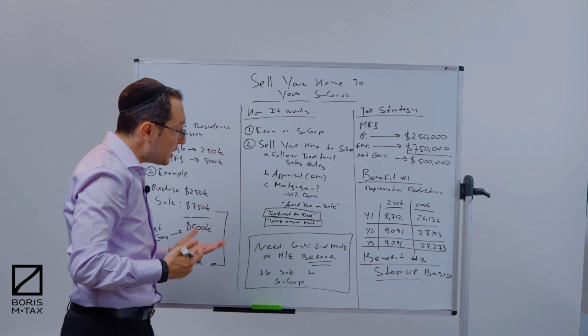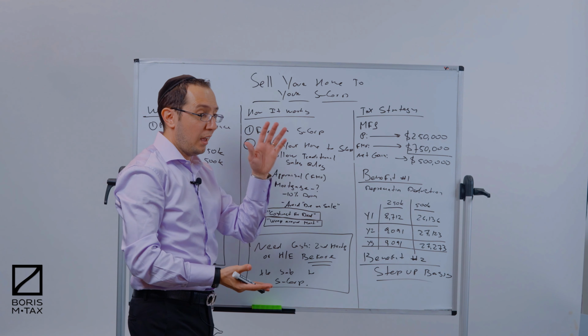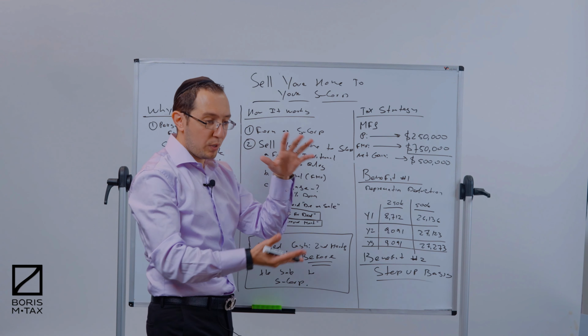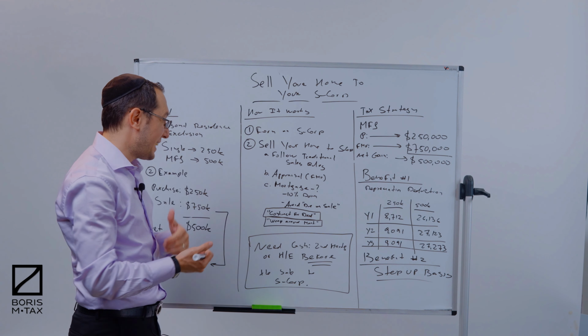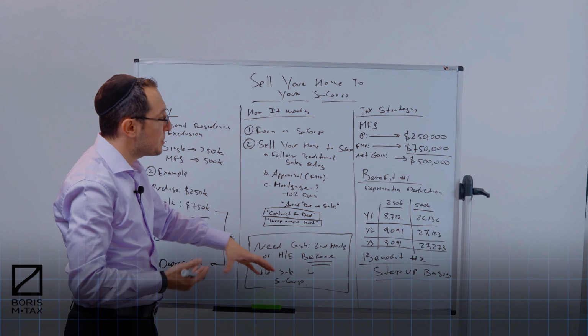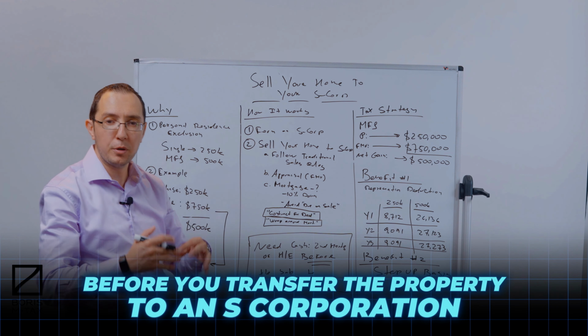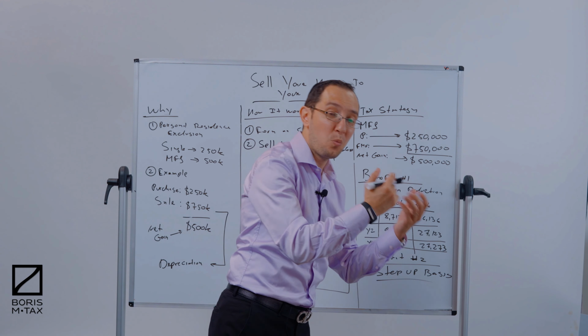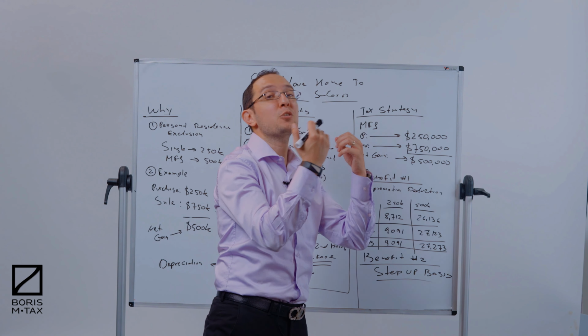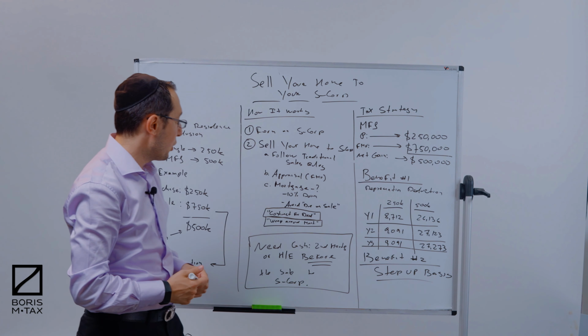Now, if you do need to take out cash, some people have a lot of home equity built in, or they want to take out cash from the house, like a second mortgage, make sure you do this before you transfer the property to an S-Corporation. Because once it is in an S-Corporation, it is the S-Corporation's property. It is not your property.